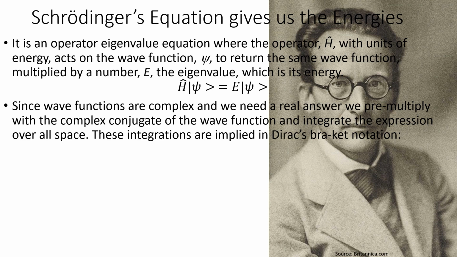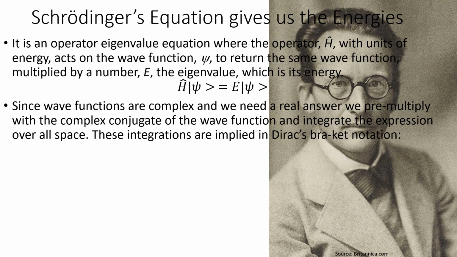But of course these wave functions are often complex, and ultimately we're going to need a real answer coming out, like an energy. So the way this is done is we pre-multiply, so we multiply from the left with the complex conjugate of the wave function. So this is the imaginary part with its sign changed. And then ultimately we integrate the whole expression over all space.